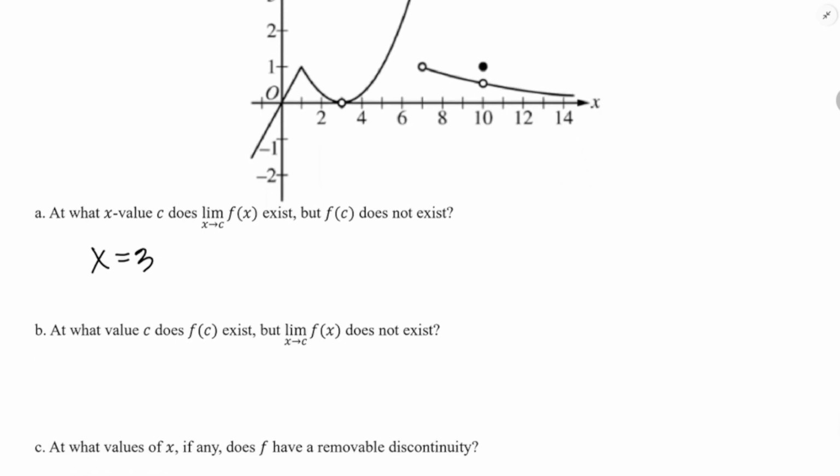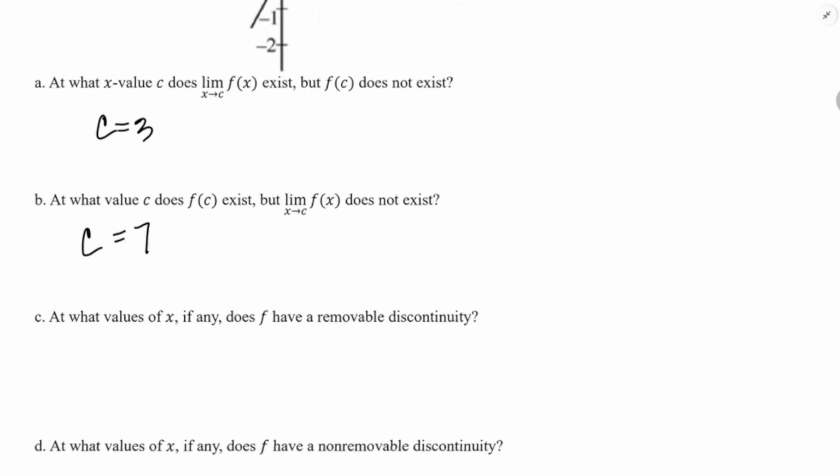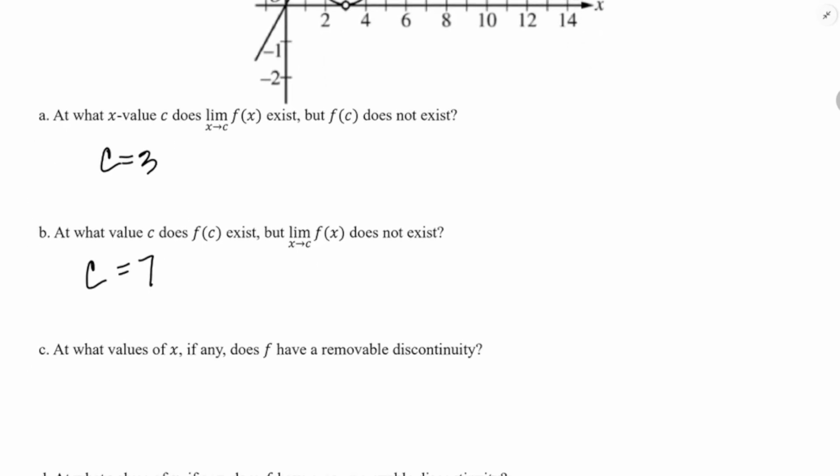At what value c does f exist, but the limit not exist? Well, the only place I see where the limit fails to exist is going to be at x equals 7. The function f does exist. f of 7 looks like it's equal to 4. So c equals 7. Where do I have a removable discontinuity? 3 and 10.